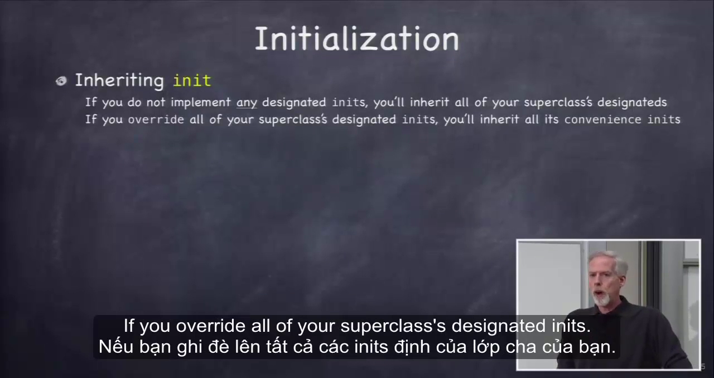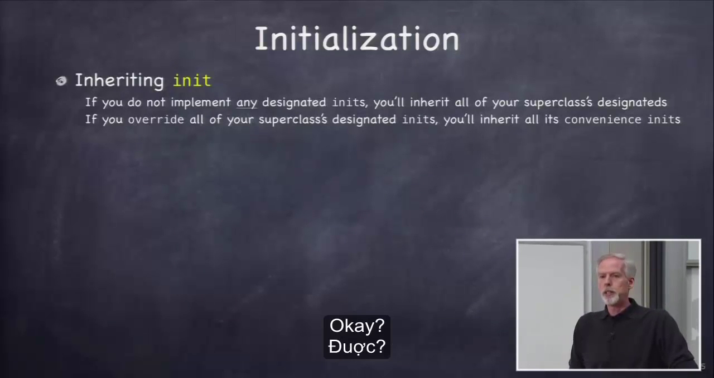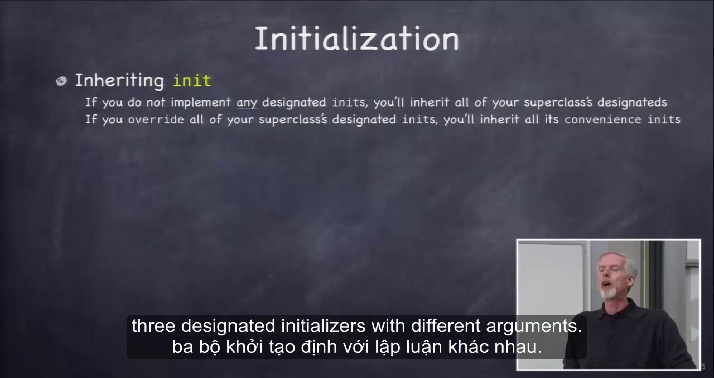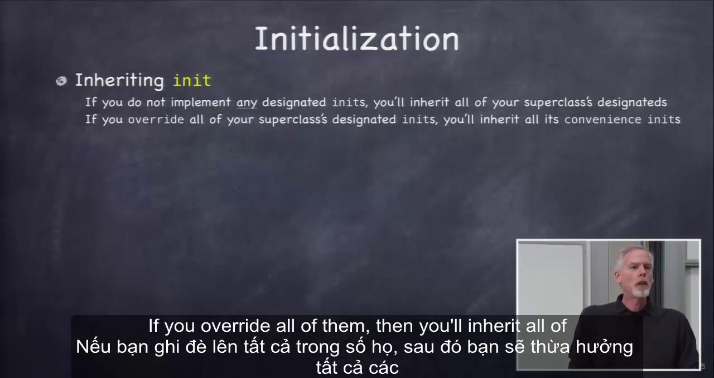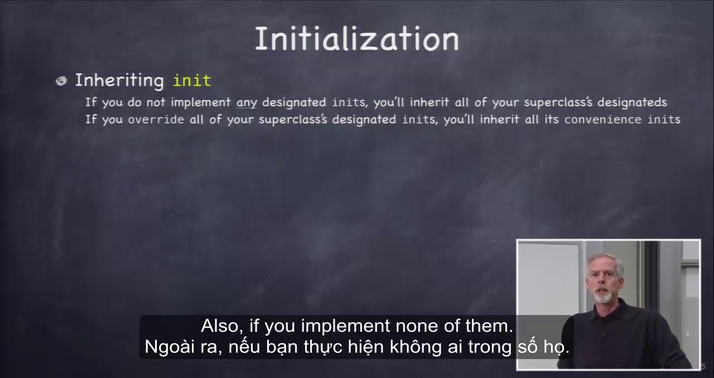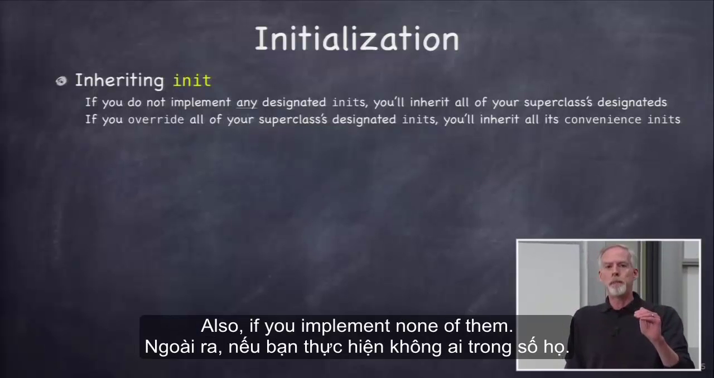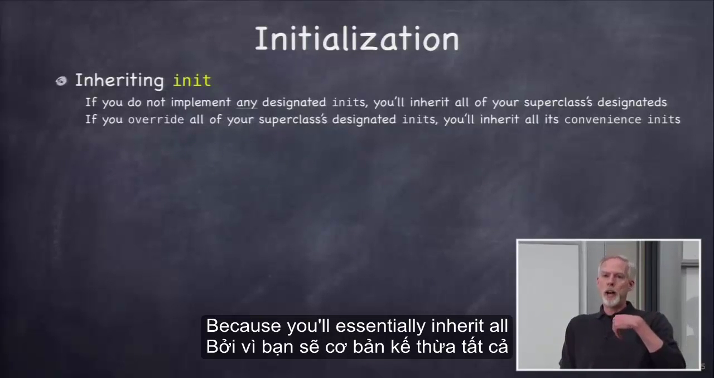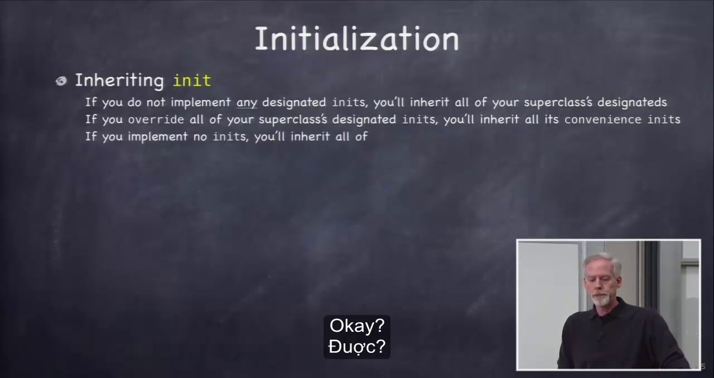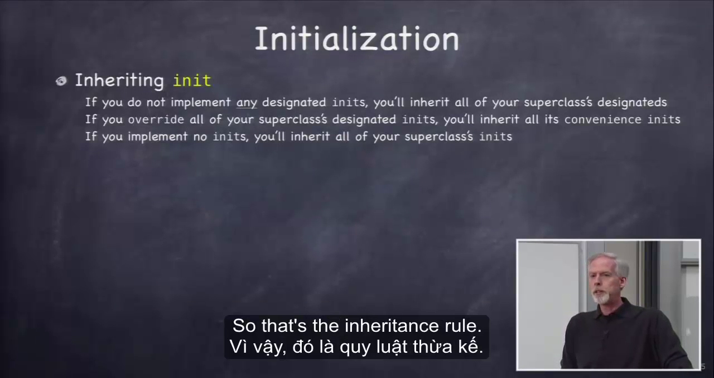If you override all of your superclass's designated inits, okay? So your superclass has 3 designated initializers with different arguments. If you override all of them, then you will inherit all of your superclass's convenience initializers. Also, if you implement none of them, because you'll essentially inherit all the designated and all the convenience initializers in that case. Okay? So that's the inheritance rule.